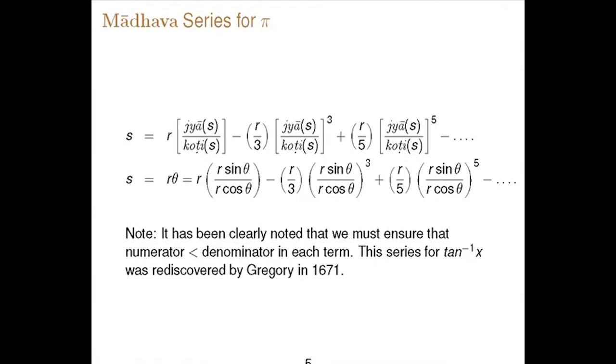So let us first see the result. So jya multiplied by koti. So jya is r sin, koti is r cosine. So the ratio is the tangent of the arc. So this series essentially is the what is called the tan inverse x series, or called the Gregory's series today.